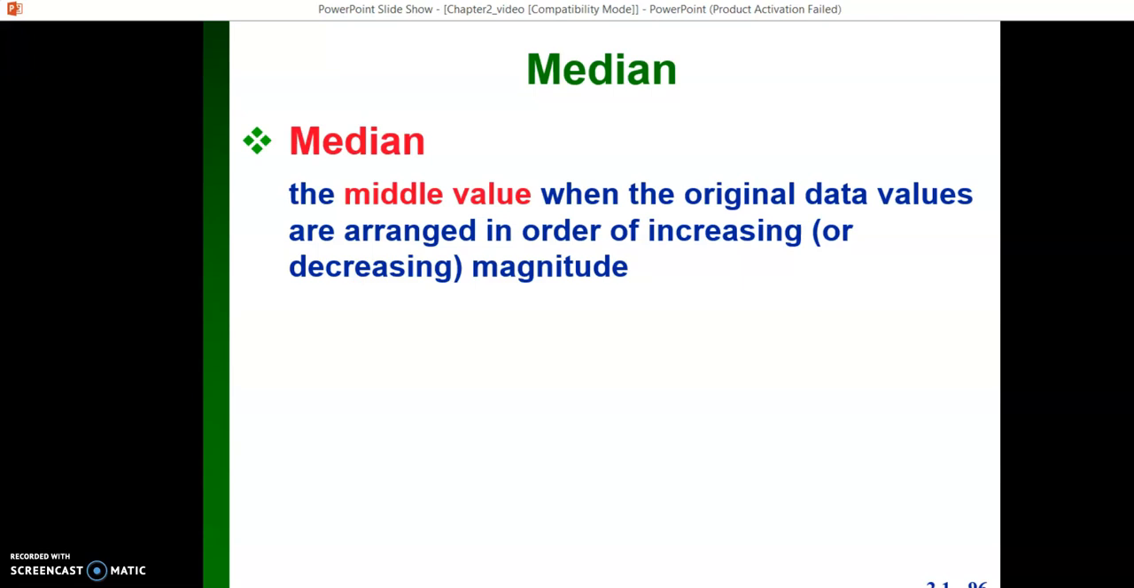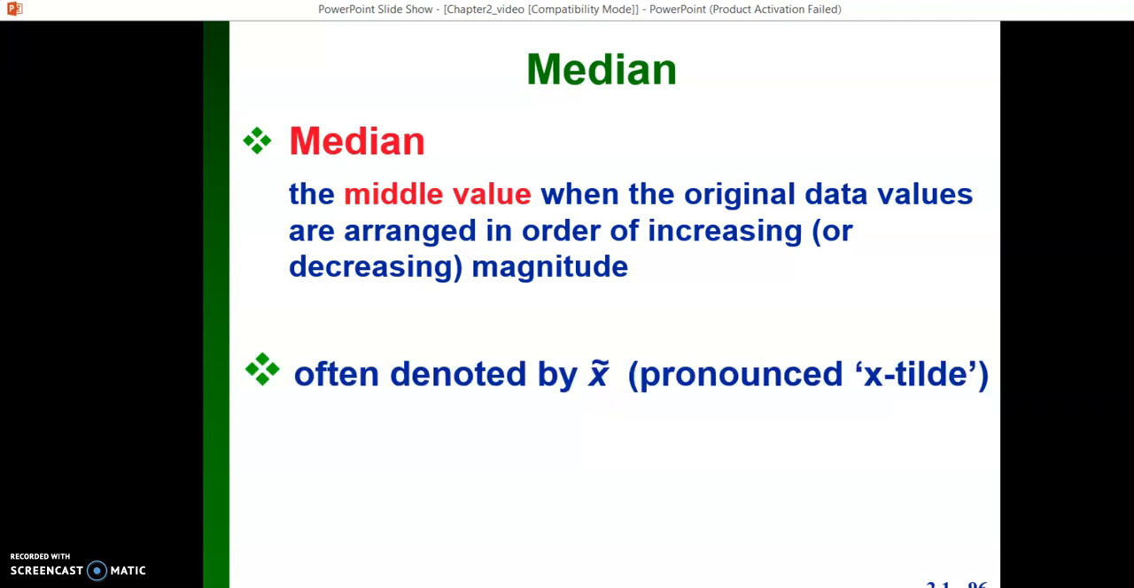If it is one value, you are fine. You can say that is your median. When it comes to two values, you have to get an average of those two values. Adding those two middle values and dividing by 2 will give you the median for an even number of data. The median is often denoted by x tilde. For the mean, we use the notation x bar. For the median, we use the notation x tilde.